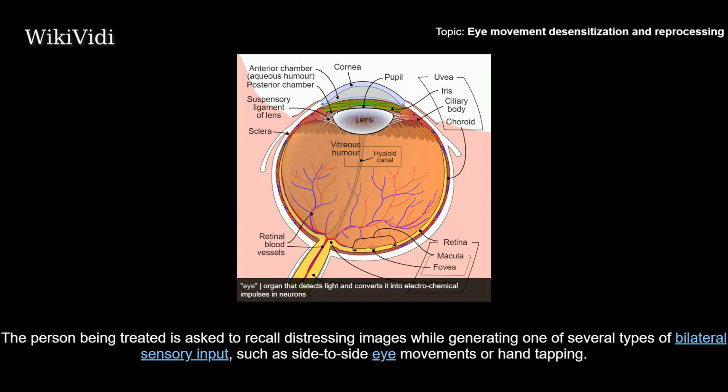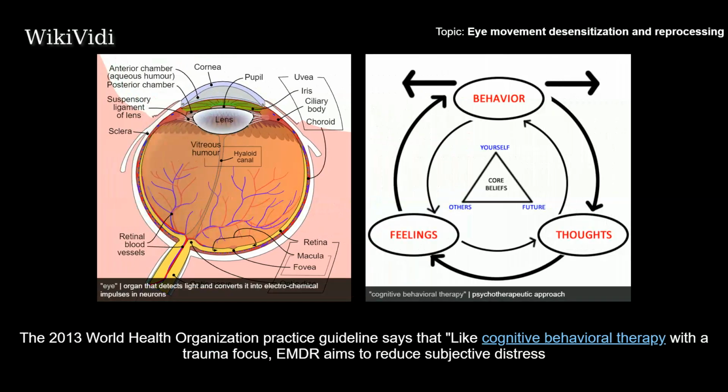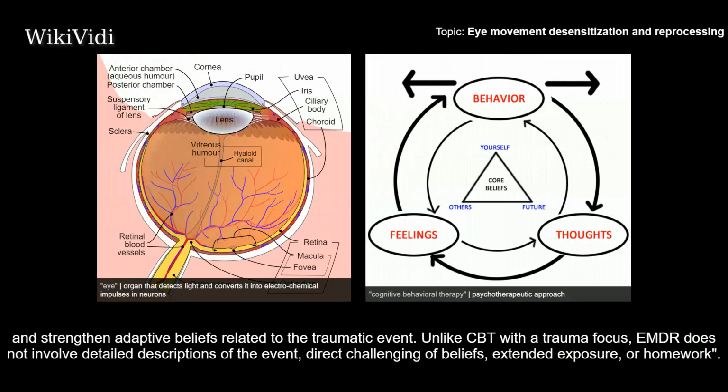Medical uses. The person being treated is asked to recall distressing images while generating one of several types of bilateral sensory input, such as side-to-side eye movements or hand tapping. The 2013 World Health Organization Practice Guideline says that, like cognitive behavioral therapy with a trauma focus, EMDR aims to reduce subjective distress and strengthen adaptive beliefs related to the traumatic event. Unlike CBT with a trauma focus, EMDR does not involve detailed descriptions of the event, direct challenging of beliefs, extended exposure, or homework.